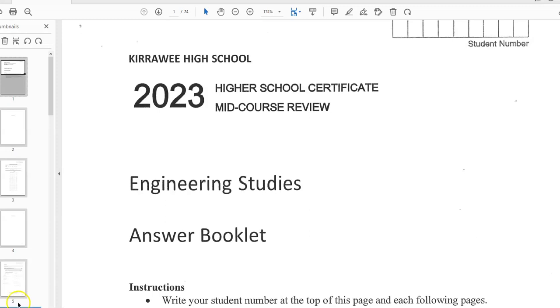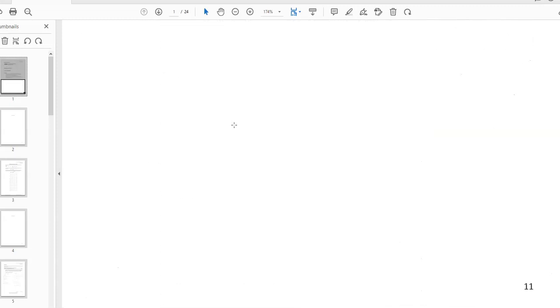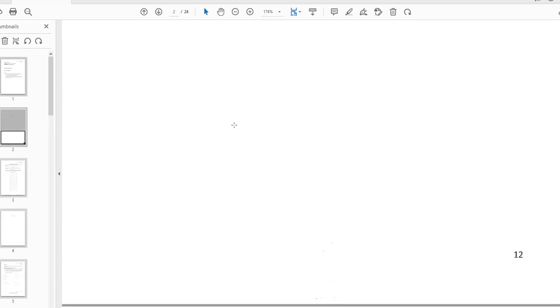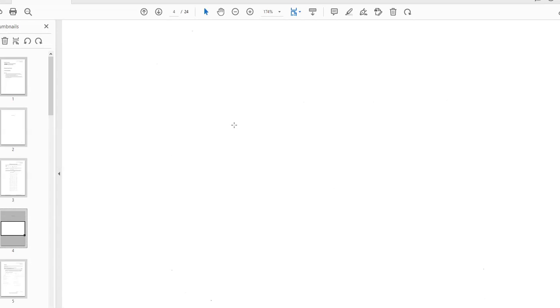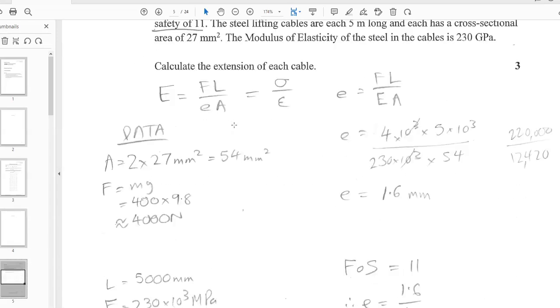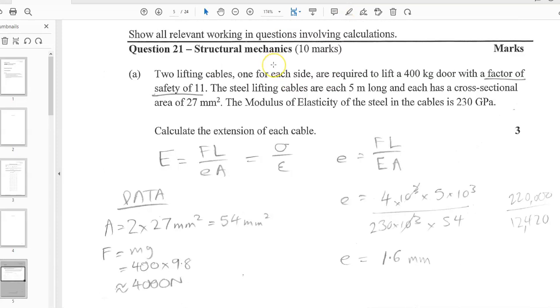Hello, in this video I'm going to be going through not the mid-course review, which is what it says on this piece of paper, the trial for the 2023 Engineering Studies HSC paper. Now this is an older paper. I updated it, and so there's going to be a few typos, but I printed out 30 copies, so I wanted to try and make the most out of it. Okay, so we're not looking at the multiple choice, we're just going to go straight into the questions.